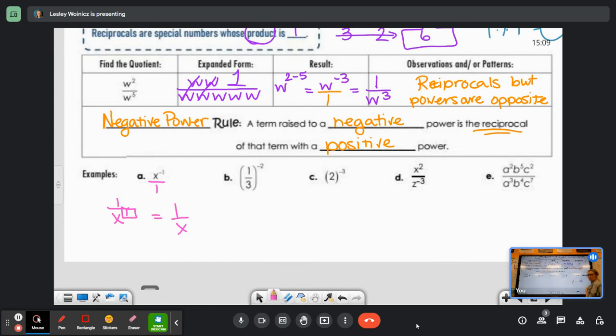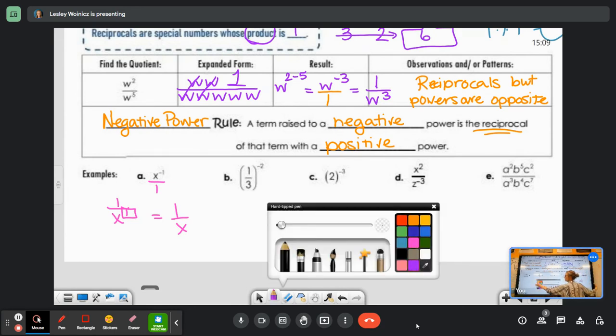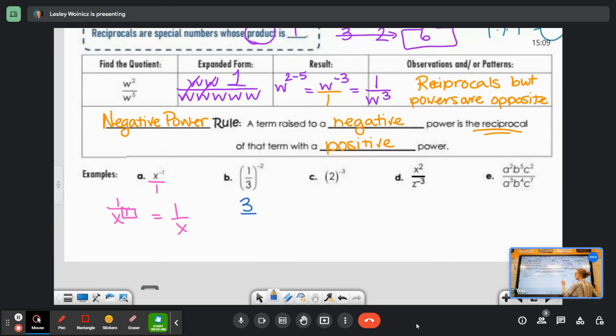What is the reciprocal of 1 over 3? 3 over 1. But I have to change my power that was negative into a positive 2. What is 3 over 1? 3. And what is 3 squared? Don't say 6. 9. Didn't that look like it was going to be a lot worse?